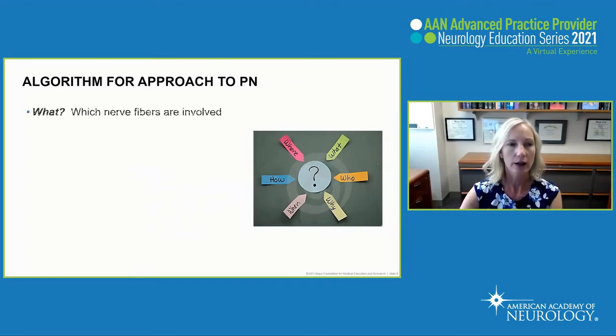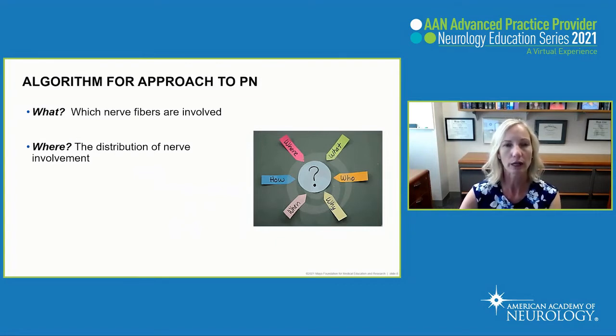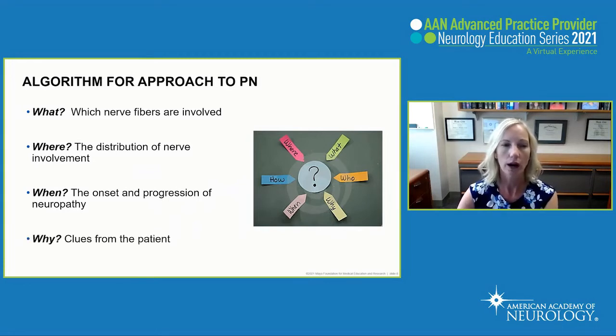So we're going to break it down into 4 questions. The first is what? So this just talks about which nerve fibers are involved. Then we'll talk about the where, or the distribution of the nerve involvement. The when, which is the onset and the type of progression of the neuropathy. And the why, which is clues from the patient in terms of their past medical history, social history, family history, that helps us identify what may be possible etiologic causes.